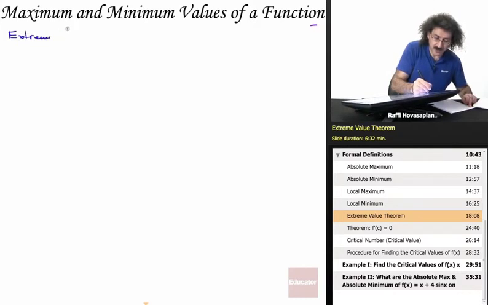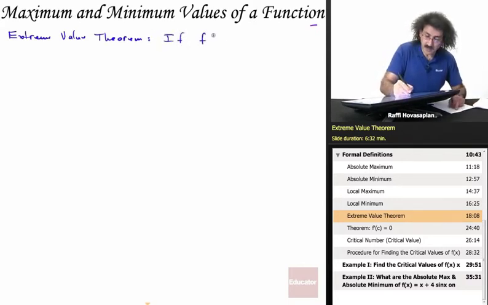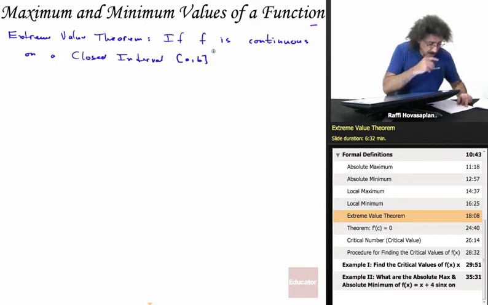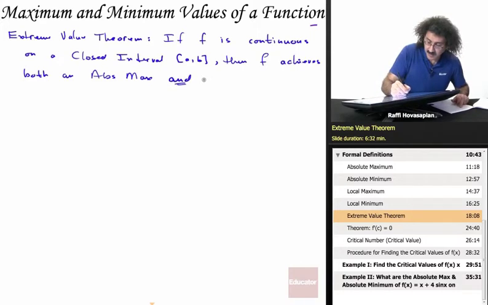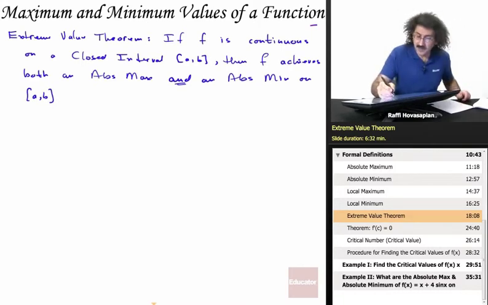So we have the extreme value theorem. Okay, so if f is continuous on a closed interval [a, b], then f achieves both an absolute max and an absolute min on [a, b]. Okay, so very, very important.